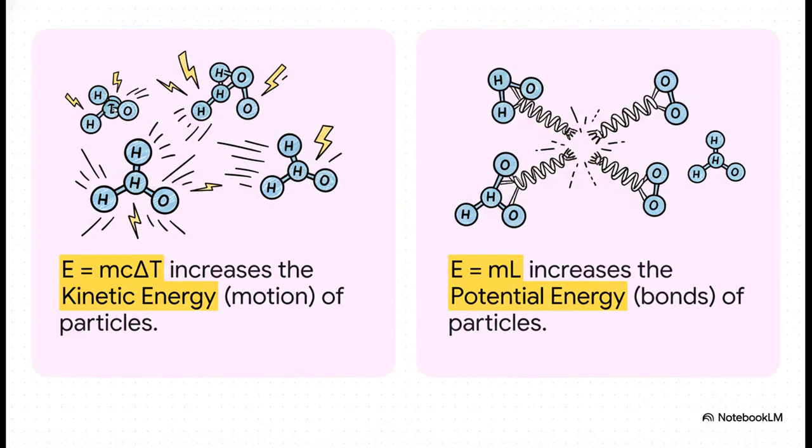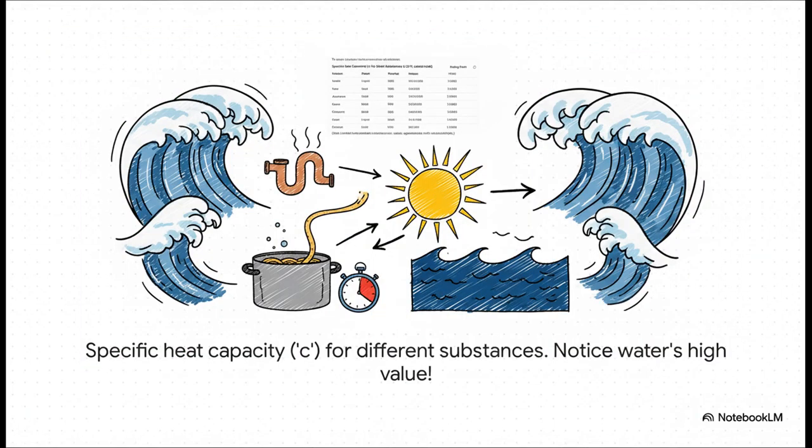So, here's the crucial physics point. When you use this equation, E equals mc delta T, all that energy you're putting in is going into one thing: increasing the kinetic energy of the molecules. You're just making them wiggle and jiggle and move faster. You're not breaking any of the bonds between them. Not yet, anyway.